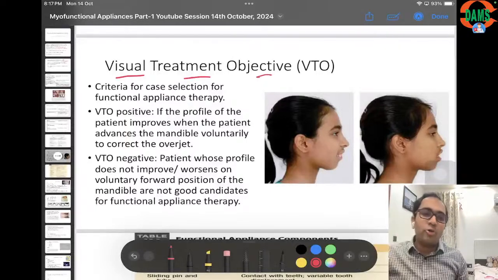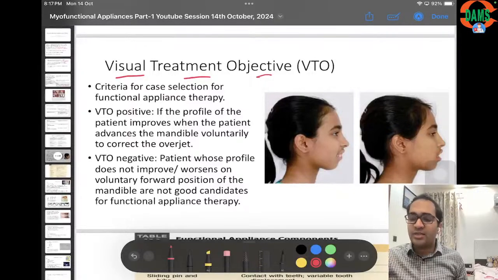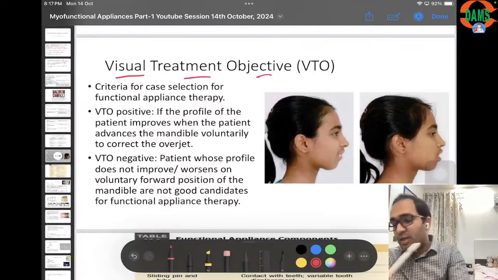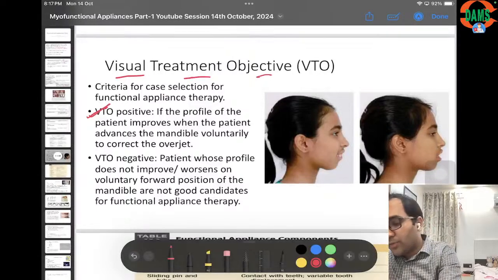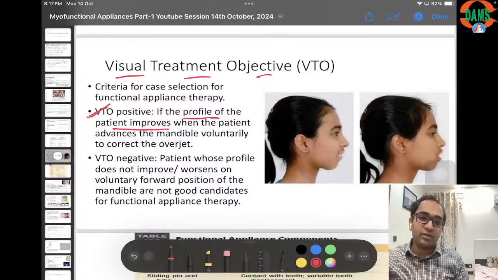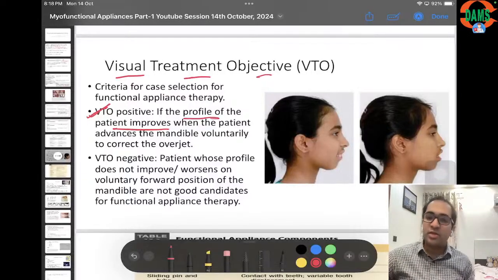So how do we classify a patient as VTO positive or negative is if on advancement clinically we ask the patient to move his lower jaw forward, and if for correction of overjet, the profile of the patient improves, then we consider that the patient is VTO positive. That is, the profile of the patient has improved on clinical advancement. Okay, and if the profile does not improve or worsens on voluntary forward positioning of the lower jaw, then the patient is not selected or is considered as a negative VTO patient. So for that patient, giving a functional appliance therapy is of no use. There is some other skeletal deformity, we have to direct our approach towards that.